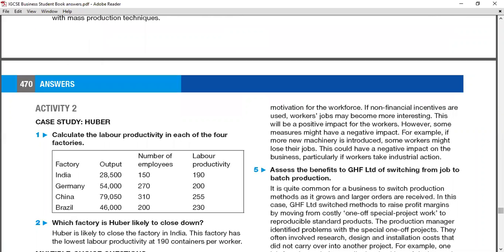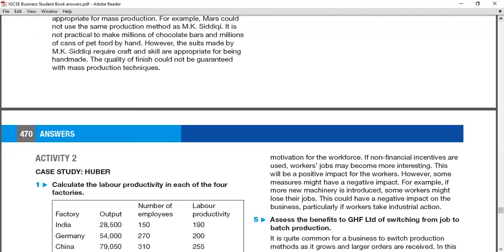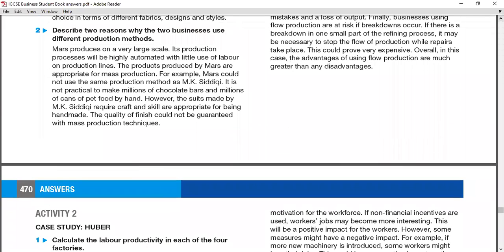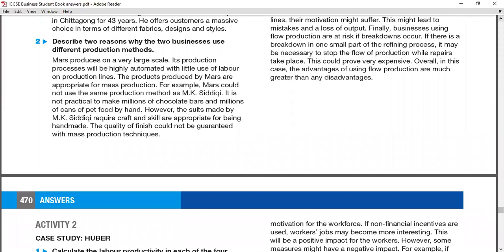So, what are the reasons? They ask in the last part to describe the reasons why two businesses differ by using different production methods. Mars produces on a very large scale because its production process is highly automated. We're talking about millions of items produced in a day. Therefore, they need to go with a large amount of items. You can't produce everything for the entire world by hand.